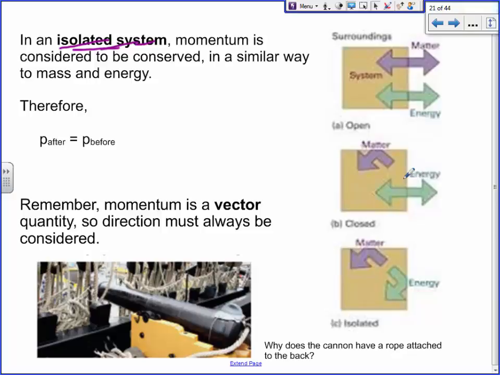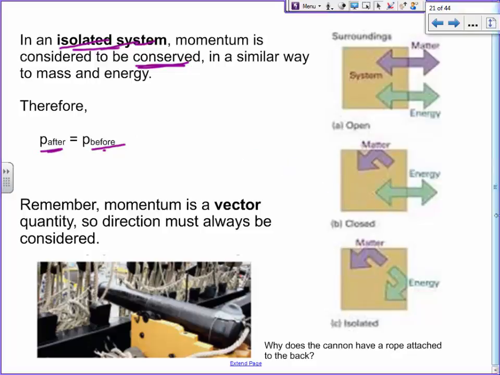I actually have a slide in upcoming notes about this. But if you get to a system that is small enough where you're talking about subatomic particles colliding, usually those ones are considered to be isolated systems. But we'll get to that. Long story short here, there is a conservation of momentum principle, so long as it's isolated. So the idea is your momentum before and after should be the same.